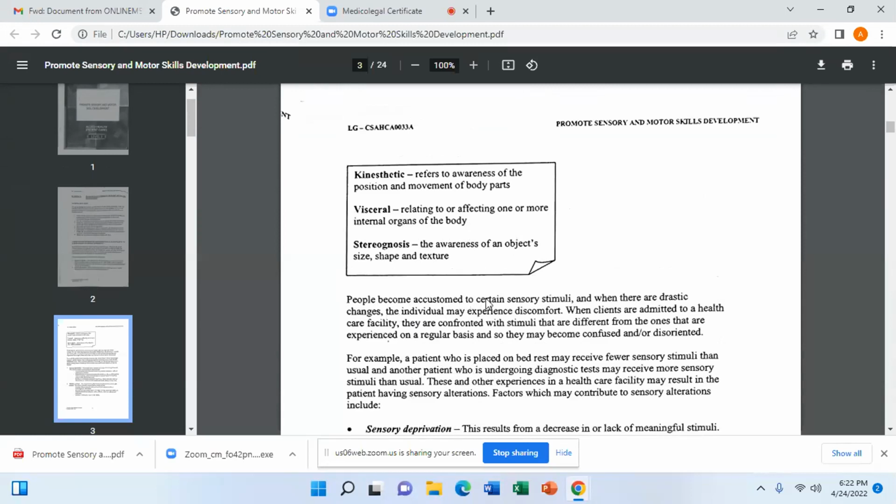People become accustomed to certain sensory stimuli, and when there are drastic changes, the individual may experience discomfort. When clients are admitted to a healthcare facility, they are confronted with stimuli that are different from the ones experienced on a regular basis, and so they may become confused or disoriented. So you usually feel a certain way. You know your body, right? But then when things get abnormal, you become very confused.